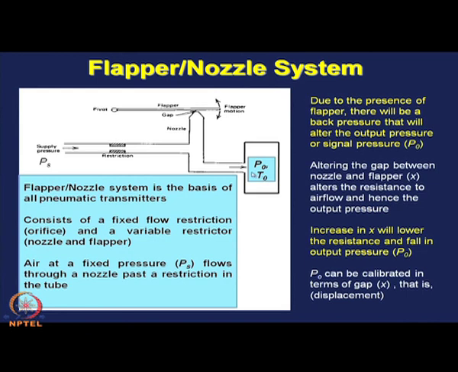Altering the gap between nozzle and flapper alters the resistance to airflow and hence the output pressure. Increase in the gap between nozzle and the flapper will lower the resistance and cause a fall in output pressure. Therefore, the output pressure or signal pressure represented here by P0 can be calibrated in terms of the gap that exists between flapper and the nozzle, which is displacement.